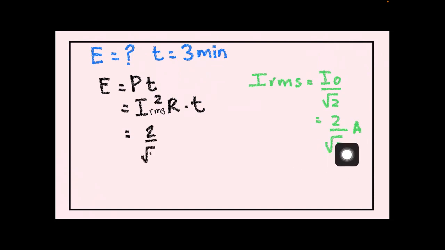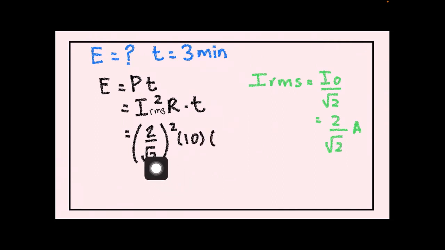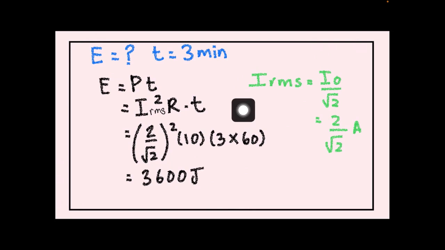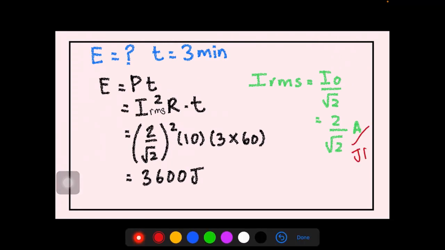So this will be the answer for IRMS. So substitute IRMS, R 10, and T is 3 minutes changed to SI unit, which is second. So we get our E equals to 3600 joule. So this will be J1, and the final answer is JU1.